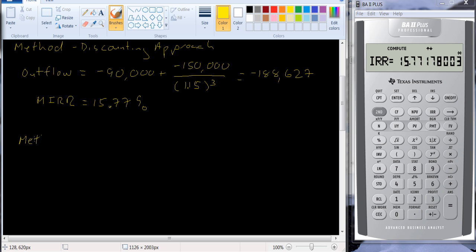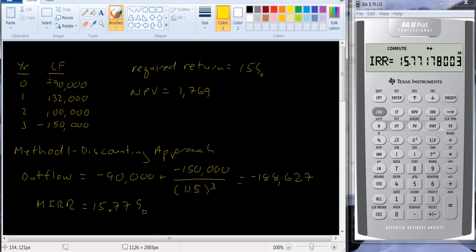So this is method 1. Method 2 is the reinvestment approach. And in this case, what we're going to do is assume that all of the cash flows, except for the first one, this one in year 0, are brought out to year 3, and they're brought out at some interest rate, which we call the reinvestment rate.